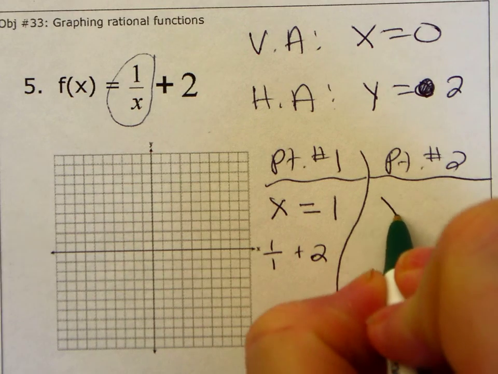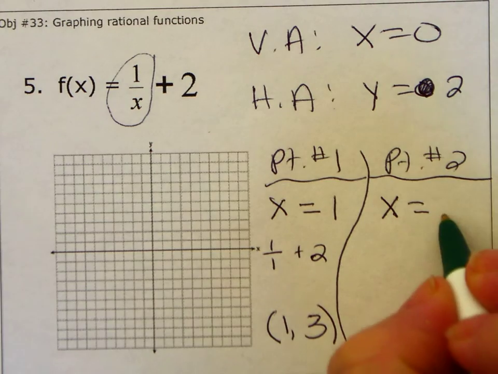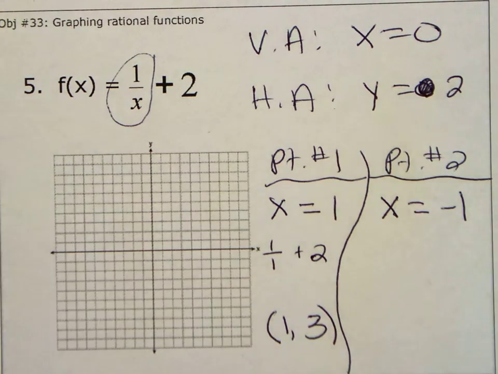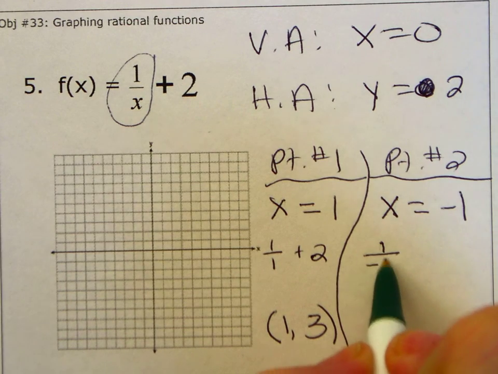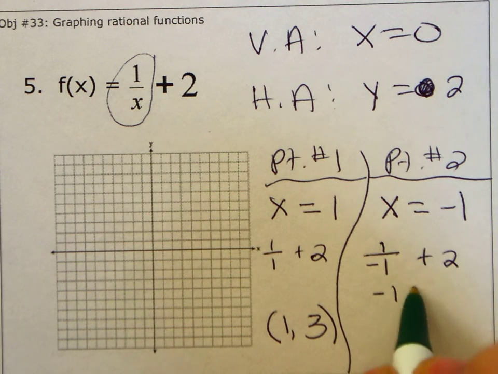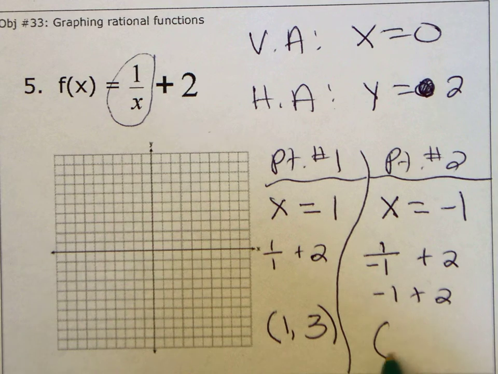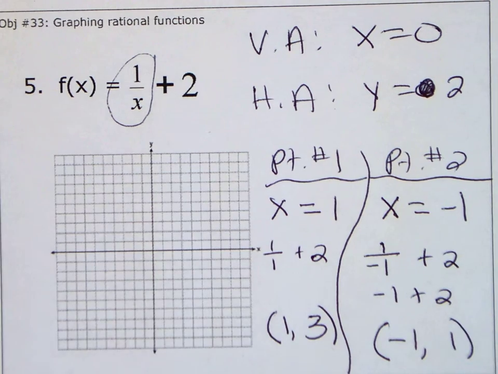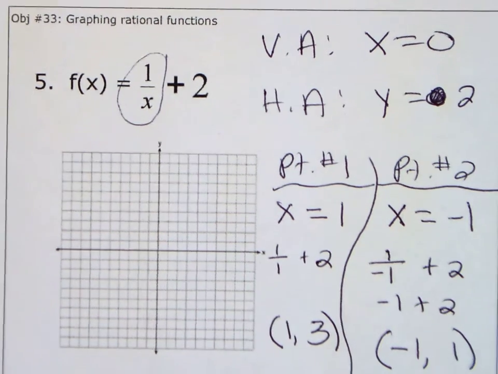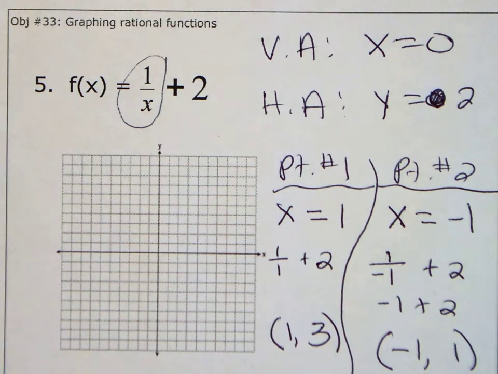Do the same thing. X equals, switch the sign, -1. Again, there's no work. Fabulous. 1 over -1 plus 2. -1 plus 2 is 1. Okay. So be careful when you have that extra number. That's going to change some of your values. The value of your y value.